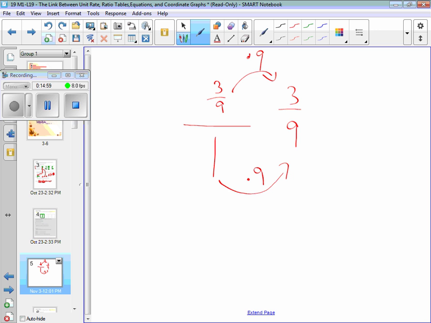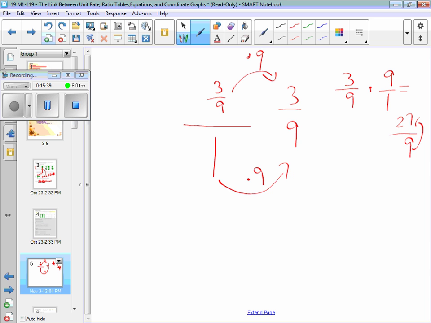It should be 3. Let's see if it is. 3/9 times, what do I have to do to 9 to make it improper? 9/1. Thank you. 3 times 9 is 27. 9 times 1 is 9. And guess what? 9 goes into 27 3 times. They are equivalent. So both ways are right.